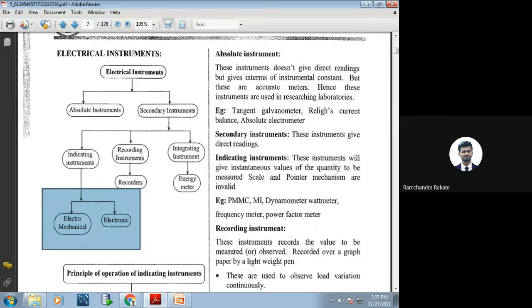Correct. Now the next one is the recording instrument. So what is the basic difference between indicating and recording? Yes, let me know, those who are present. Indicating instrument, recording instrument, the basic difference. It is in front on the screen itself. Just let me know.